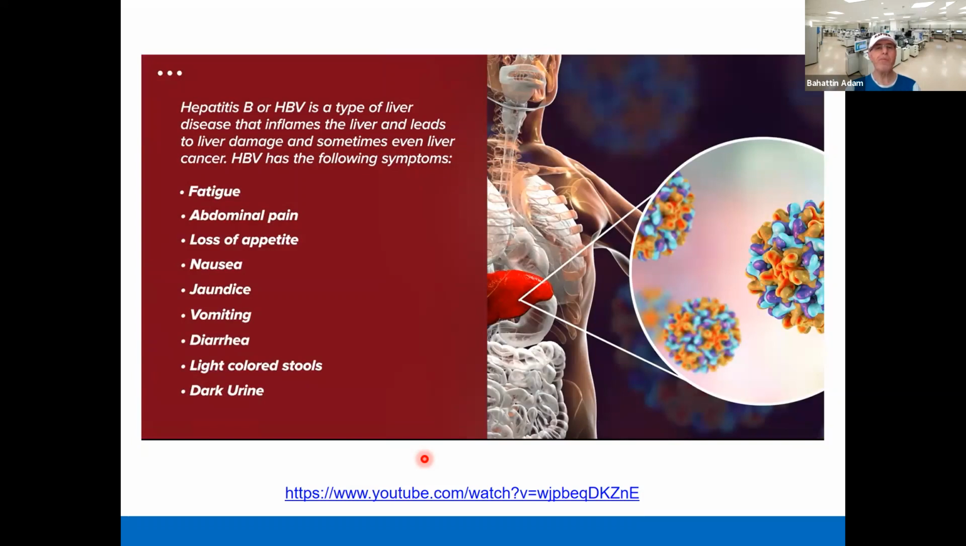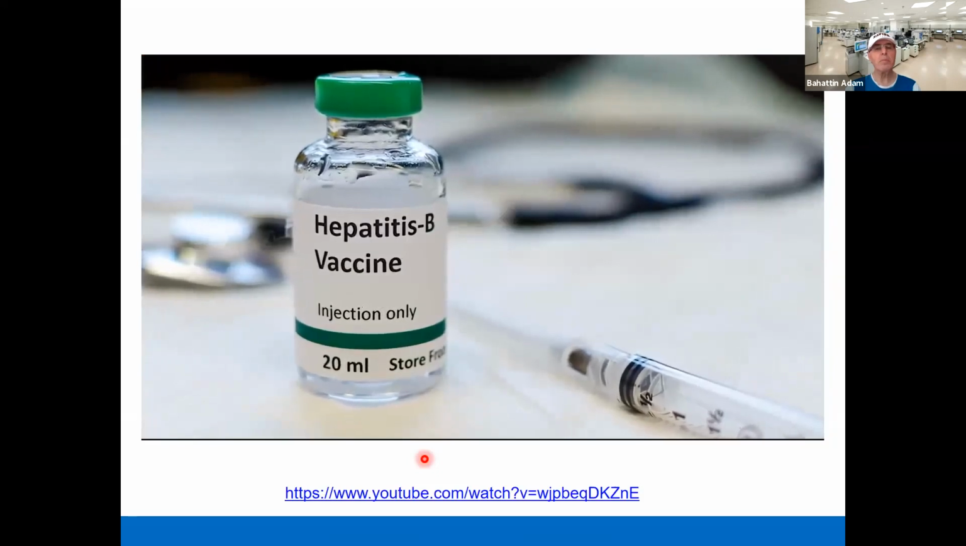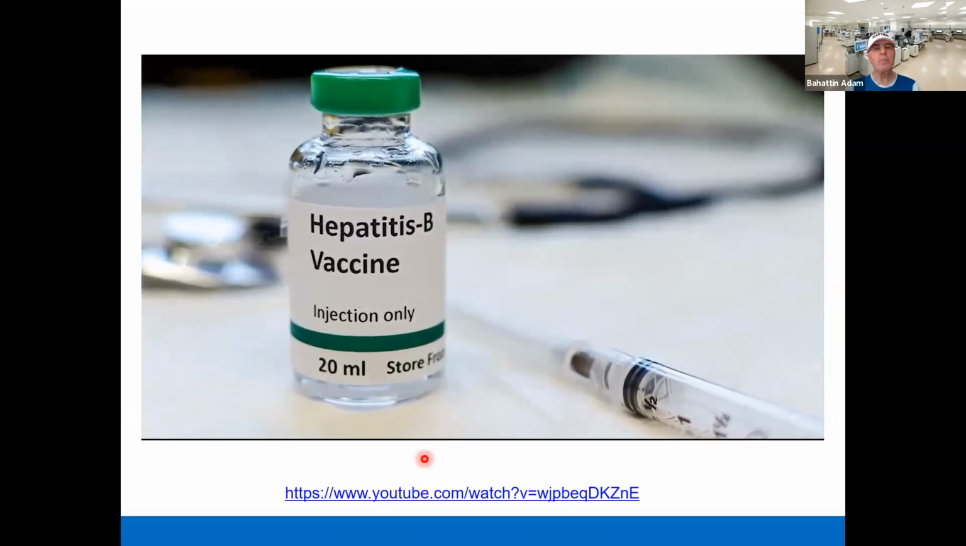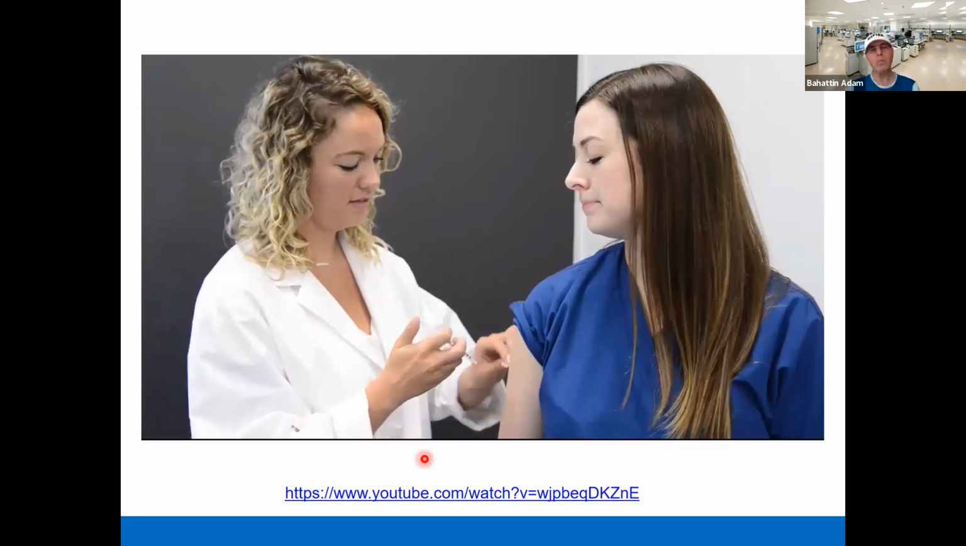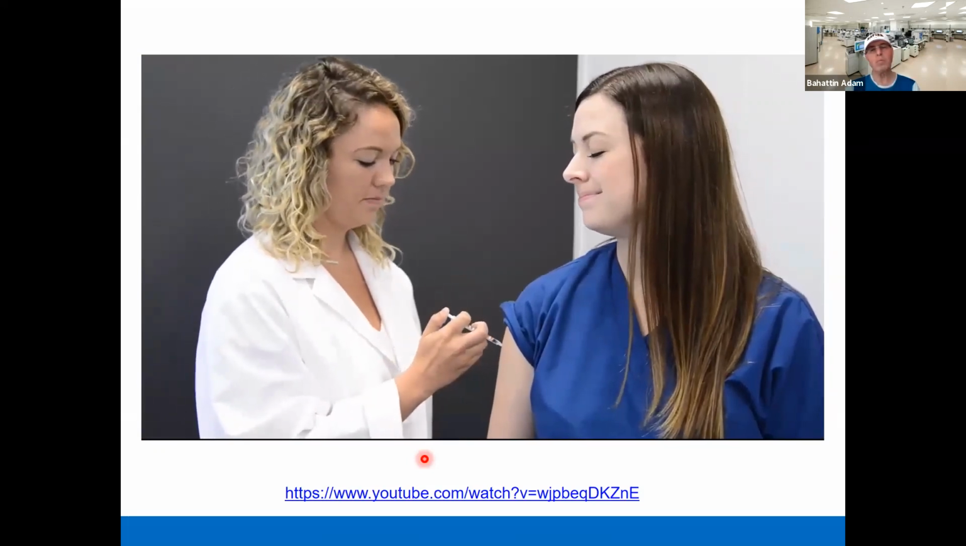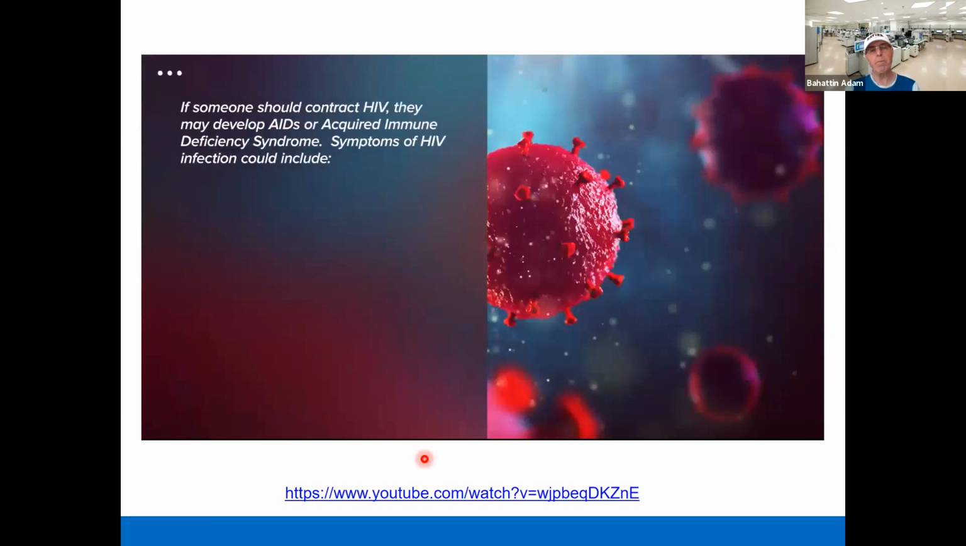HBV symptoms may not appear for some time after initial exposure. Notify your healthcare provider immediately if you think you may be at risk for HBV. Hepatitis B vaccinations must be made available at no cost to all employees who have occupational exposure. Vaccinations must be provided after initial bloodborne pathogen training and within 10 working days of any assignment, which could result in occupational exposure. If someone should contract HIV, they may develop AIDS or acquired immune deficiency syndrome.